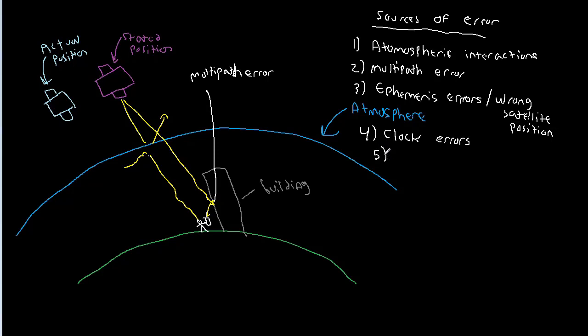So number 5, and this is the last one: the signal manages to get through the atmosphere, okay? We're in good, clear conditions, we don't have buildings or anything nearby, so we get the signal from an accurate satellite traveling an accurate path to us. There's still another error that can go wrong, and this is called receiver noise.